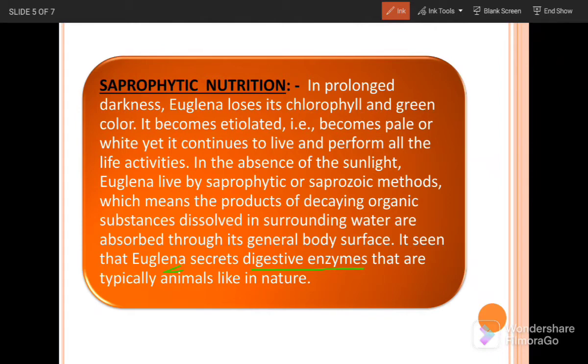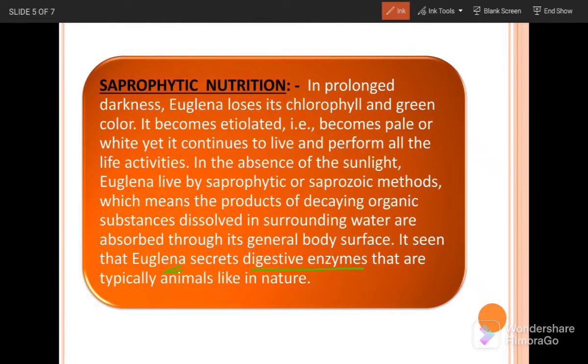When there is no sunlight, the Euglena will continue to live, and it will live like a saprophytic or saprozoic organism, in which the decaying organic substance present in the surrounding water will be absorbed through its body surface. After entering the body, inside the body, Euglena secretes digestive enzymes that are typically animal-like in nature.